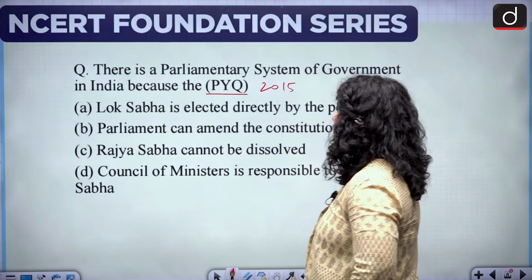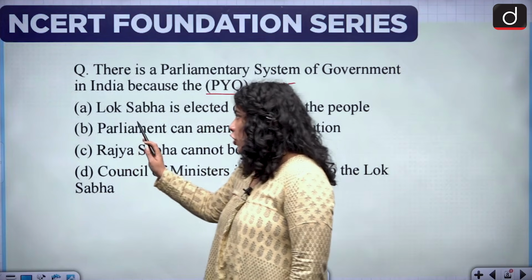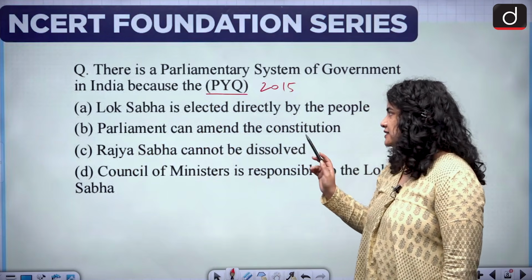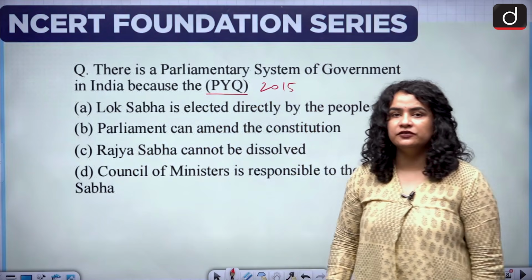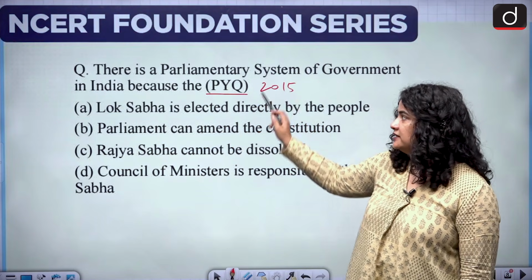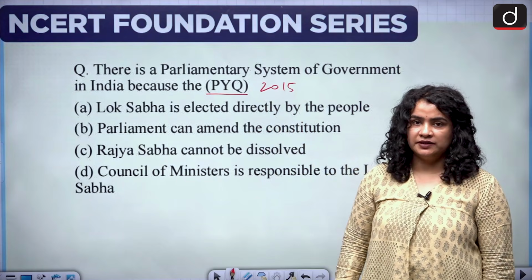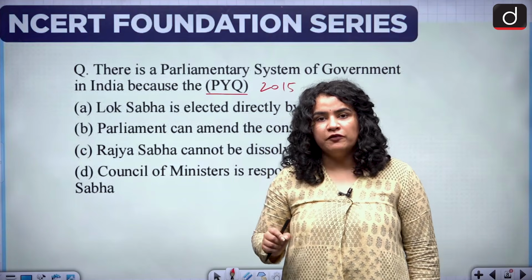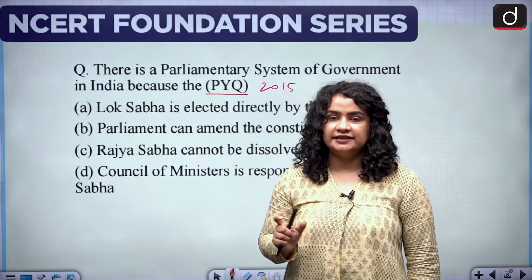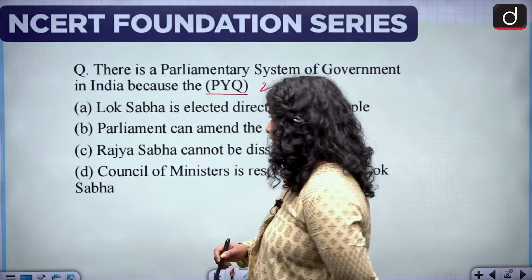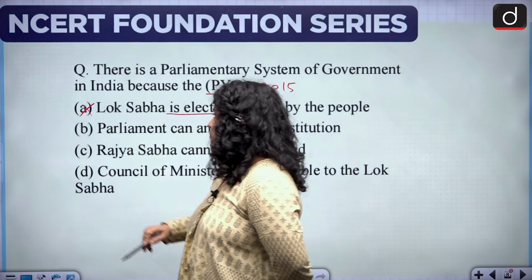There is a parliamentary system of government in India because, and there are four options in front of you. Option A says Lok Sabha is elected directly by the people. No, this is not really the reason that we say that India has a parliamentary system of government. We know that in the parliamentary system, the Prime Minister and his Council of Ministers are responsible collectively to the Lok Sabha, right? So this is not the reason.